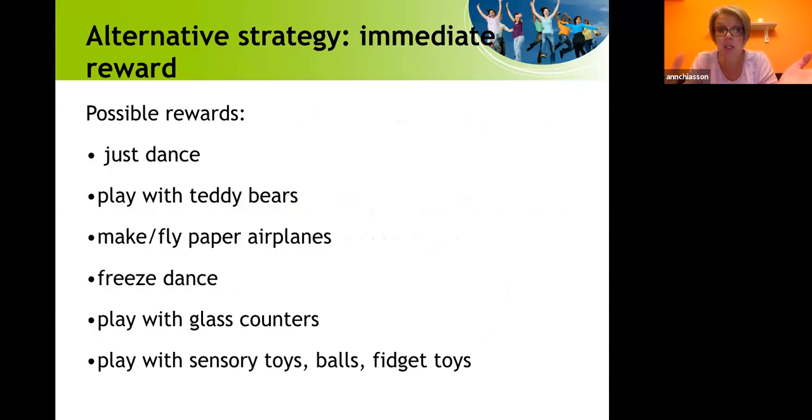For these immediate rewards, some possibilities. A Just Dance. You know, you can have Just Dance on YouTube, and there's some French Just Dance, or you can have the instrumental ones. Kids love those. Play with teddy bears for 3 to 5 minutes. Make or fly paper airplanes. They love this. Play freeze dance.